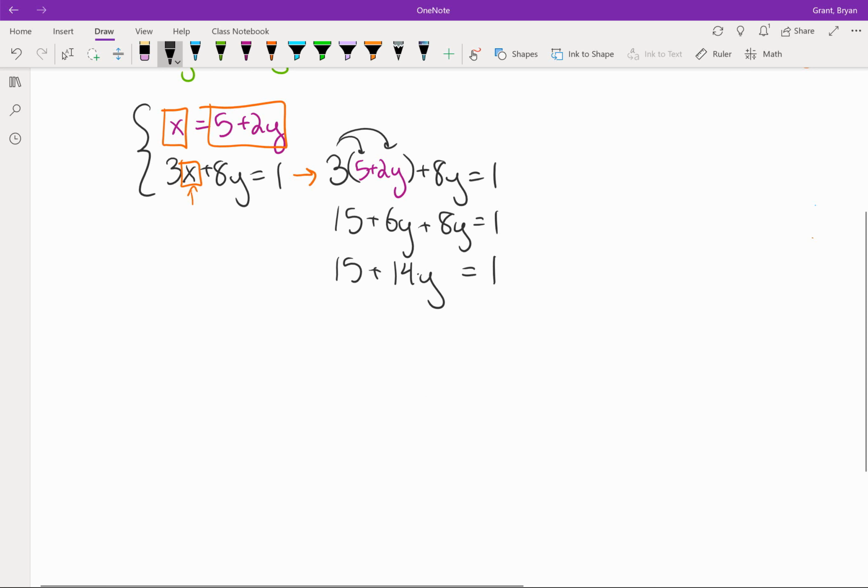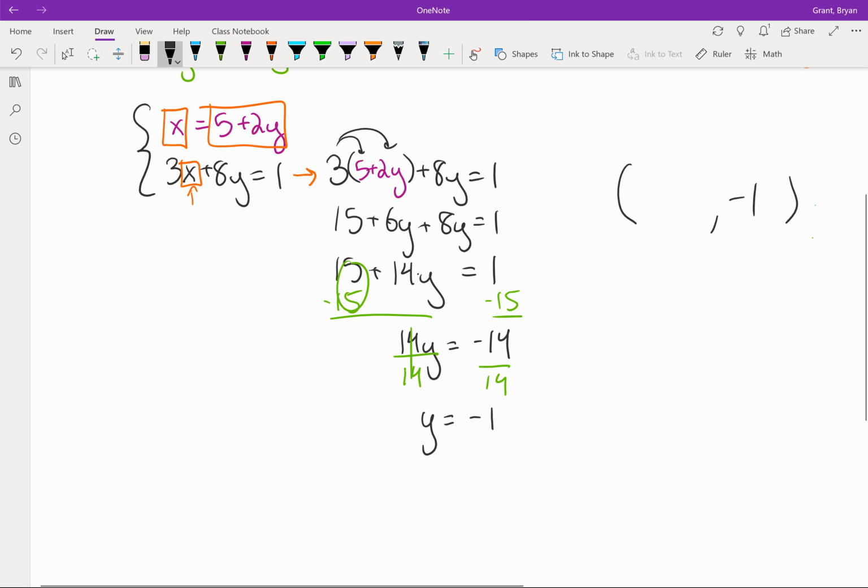And now start to isolate y. A 14 is multiplying, a 15 is adding. We know we undo addition and subtraction first. And so we get 14y equals negative 14, and then divide off. Divide by 14, divide by 14. That leaves us with y equals negative 1, which if you remember before when we used elimination, we also got a y of negative 1.